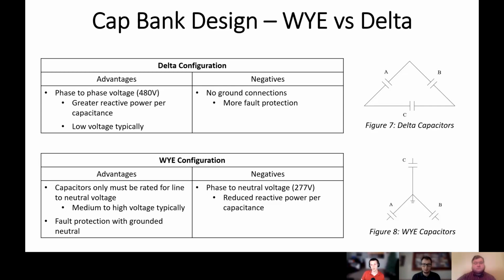And a delta is typically used for low voltage, and Y is typically used for medium to high voltage. The main negative to a delta is that there's no ground connection, so you need more fault protection in place to protect it. So you might need current limiting fuses or bushings on both sides of the capacitors. Whereas in a Y configuration, it already has some protection in place due to the neutral being grounded.